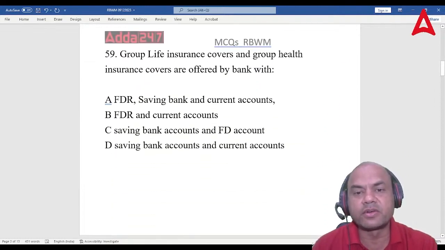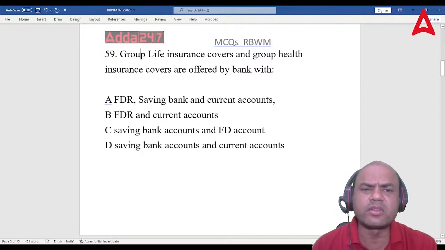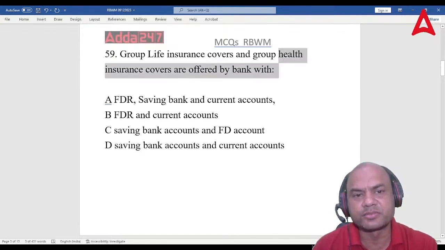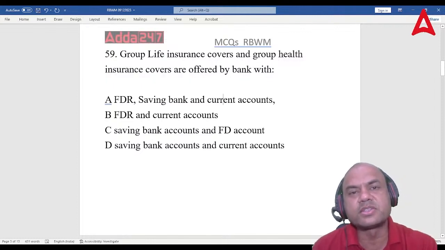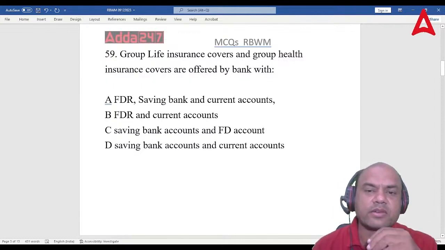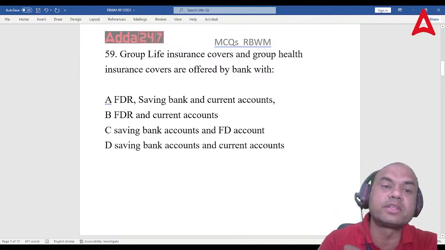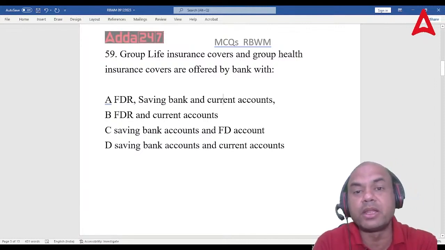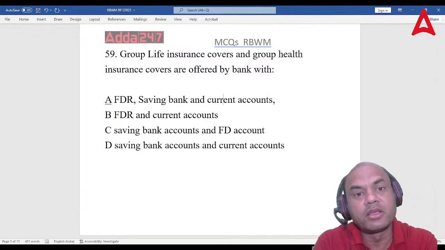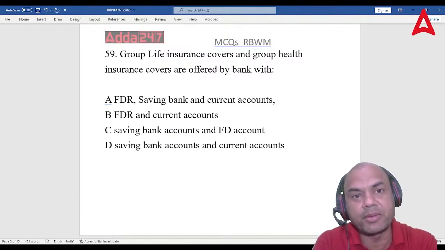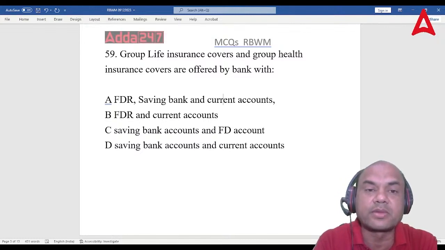Group life insurance covers and group health insurance covers are offered by the bank with. So, group life, we always give, not only group, we give single life also. Life insurance covers or health insurance also. We give this health insurance, we give this life insurance covers with various products. Which are those products? Now, what do you mean by this? We give this an addendum. Now, many of us don't know over here. Many of the banks, nationalized banks, might not be giving, but private banks and foreign banks have already started this product long back.